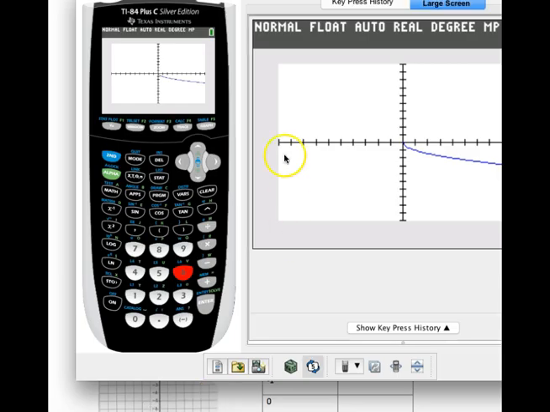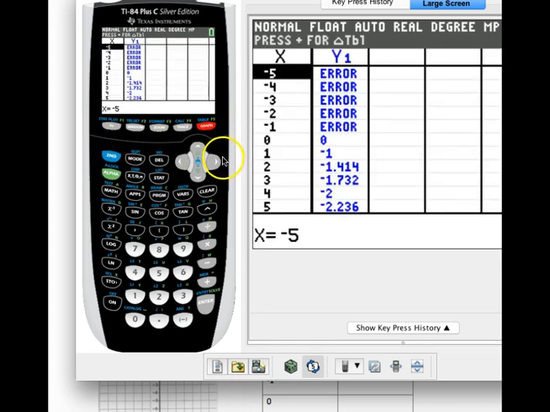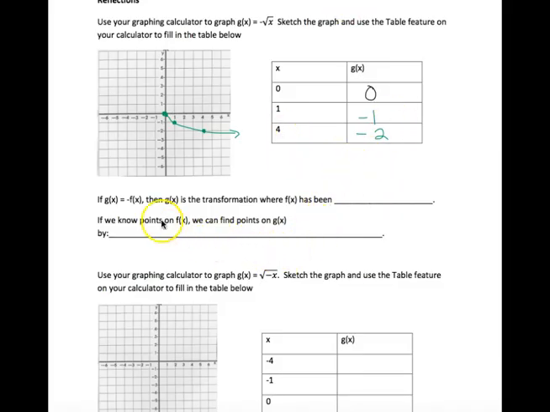Or you can go to your calculator and remember that if you do second graph, that'll show you the table. Notice there's an error before that, but (0, 0), (1, -1), and then you'd skip down to the (4, -2). So you can get those points either way.